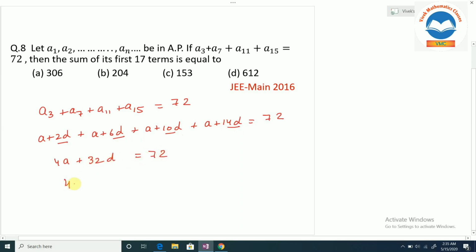We can take 4 common here. We will get A plus 8D equal to 72 divided by 4, which is 18. It means A plus 8D value will be 18.